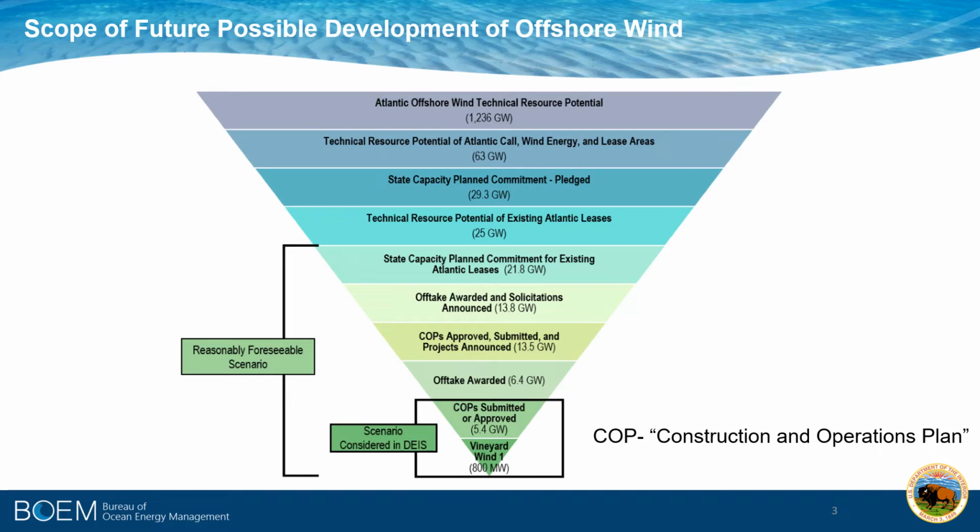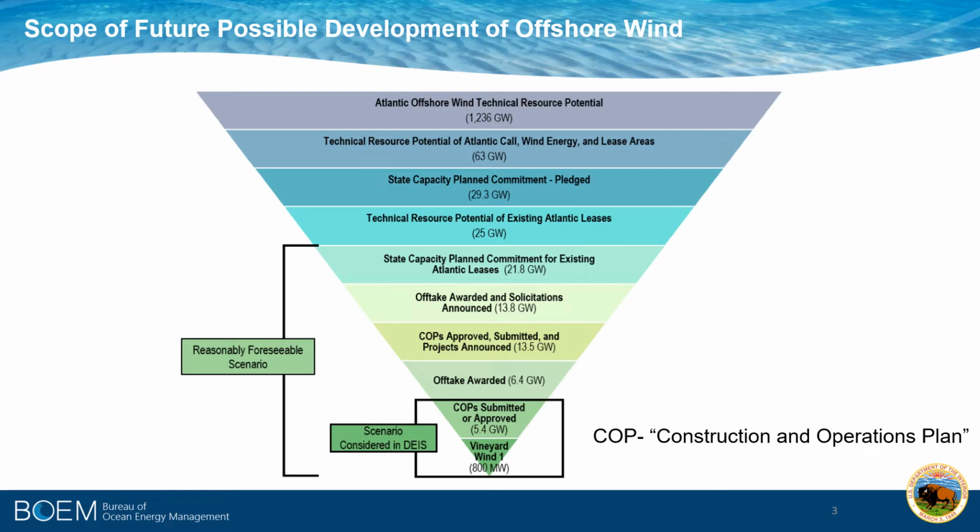The fourth bar from the top is the technical resource potential of existing Atlantic leases. State capacity commitments are not evenly distributed along the coast, and perhaps surprisingly are not tied to the existing available lease capacity within transmission range. For example, the state capacity commitments of New York and New Jersey exceed the technical resource potential of leases in transmission range. Also, there are going to be conflicts such as with cultural sites, historical sites, essential fish habitat, and navigation that will make developing the entire technical resource potential of existing Atlantic leases impossible. Therefore, this level of development is not reasonably foreseeable.